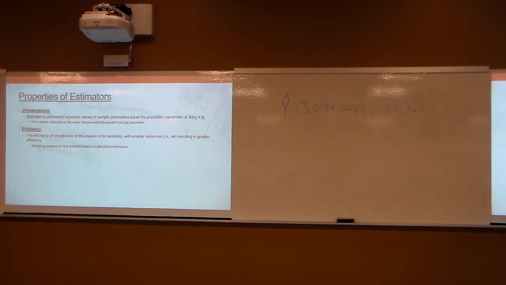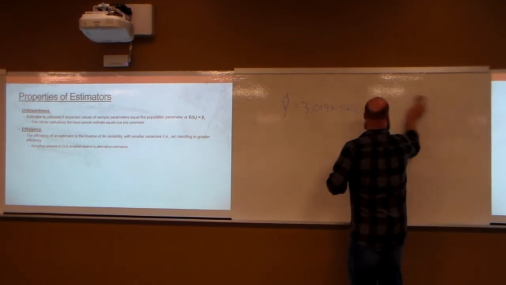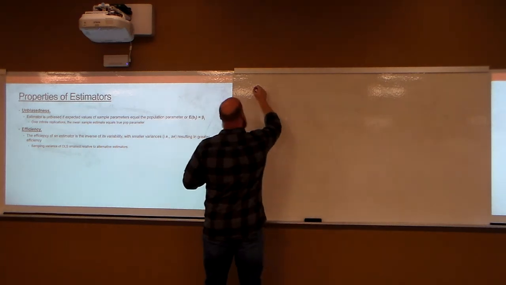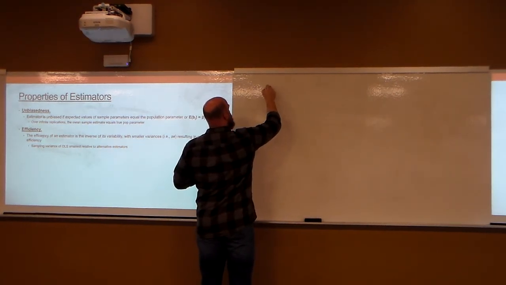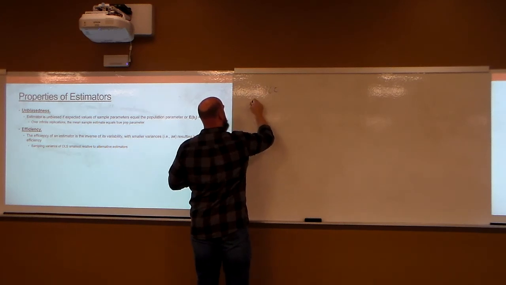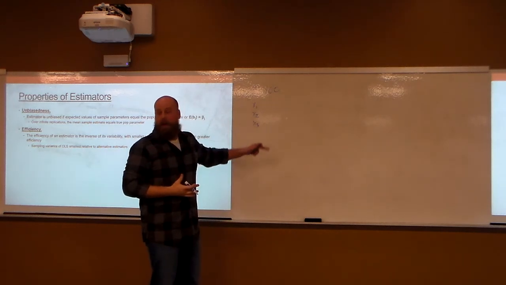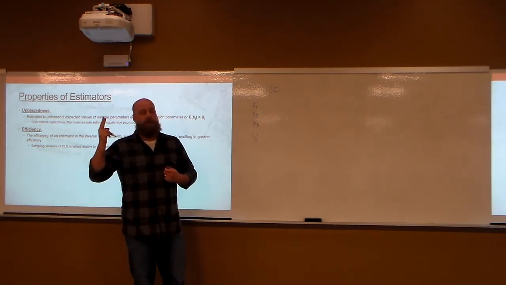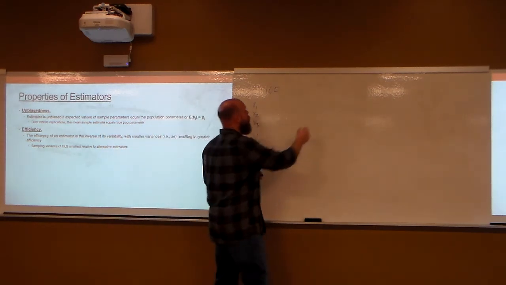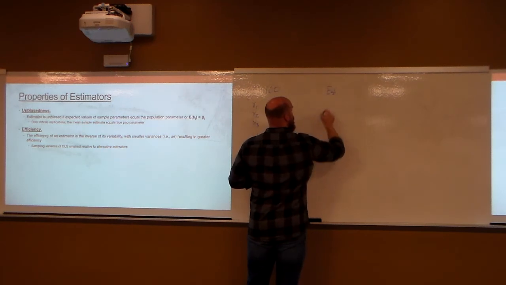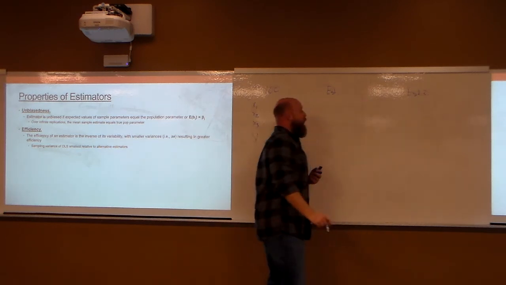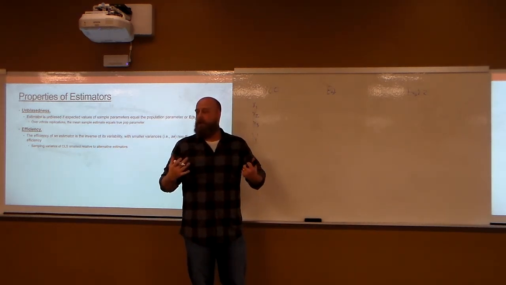So let's say I've got n equals 100, and I've got x1, x2, and x3, and then some y. I want to run a regression model here, right? And I've got two different estimators, estimator 1 and estimator 2.